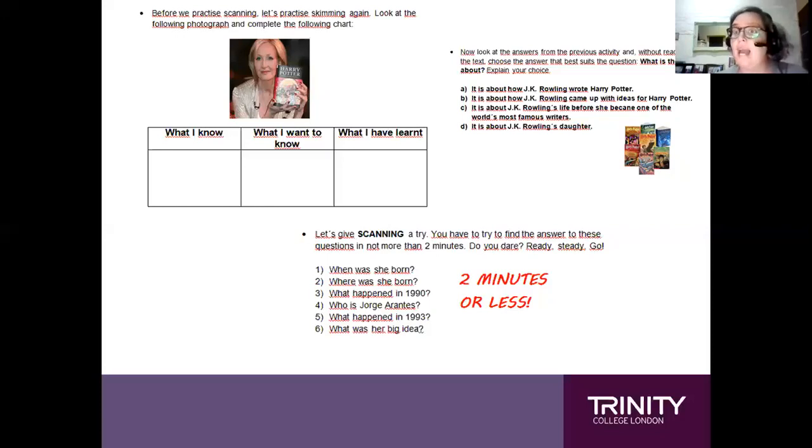So students will have to find the answer to these questions without actually reading the whole text. So they've got questions such as, when was she born? Where was she born? What happened in 1990? Who is Jorge Arantes? What happened in 1993? What was her big idea? Students need to practice scanning for this.